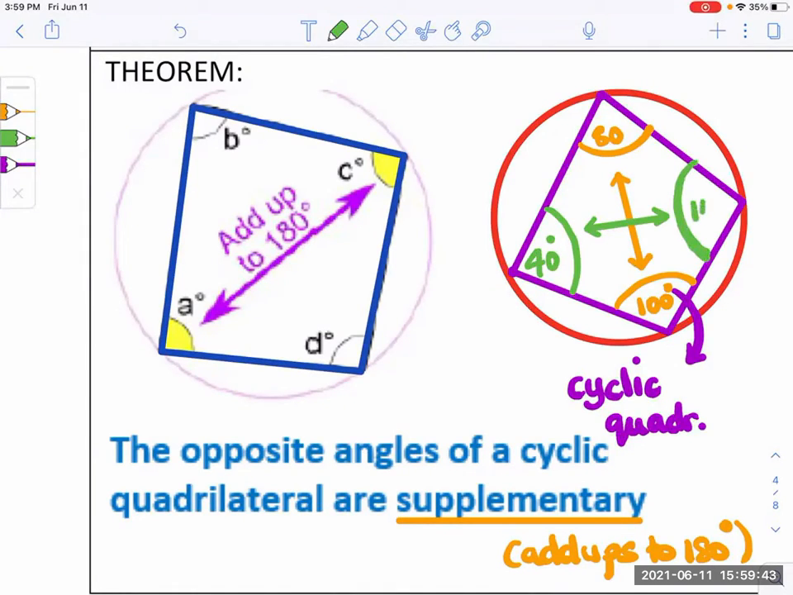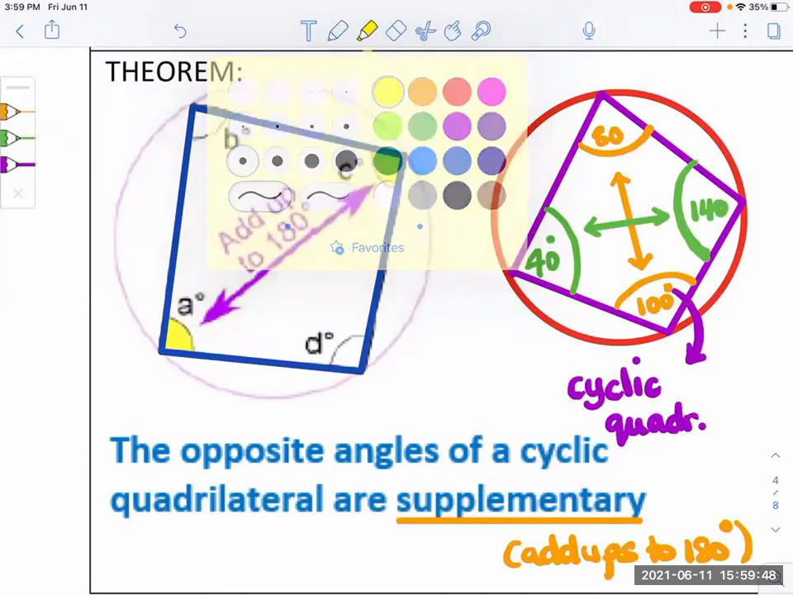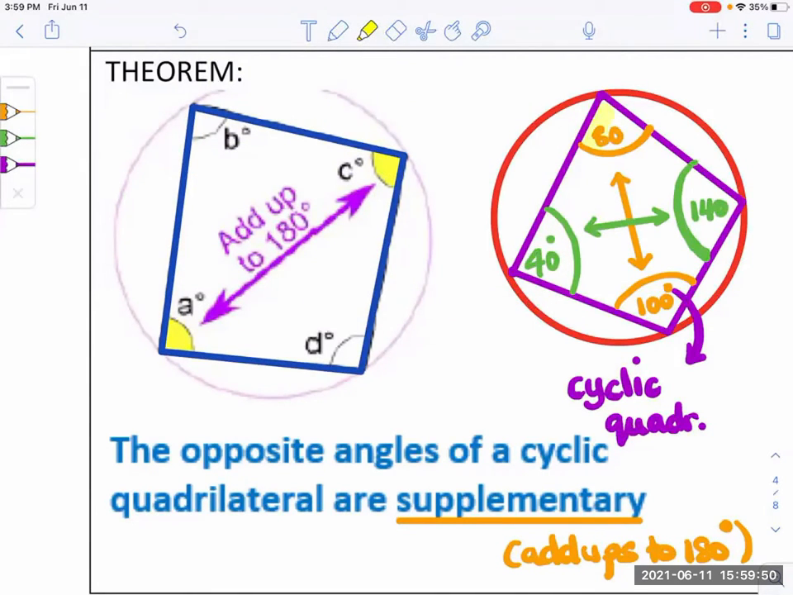140. And when I take my calculator and I add 80, and I add 40, that is 120. 120 plus 100 is 220, and 220 plus 140 will give me 360.